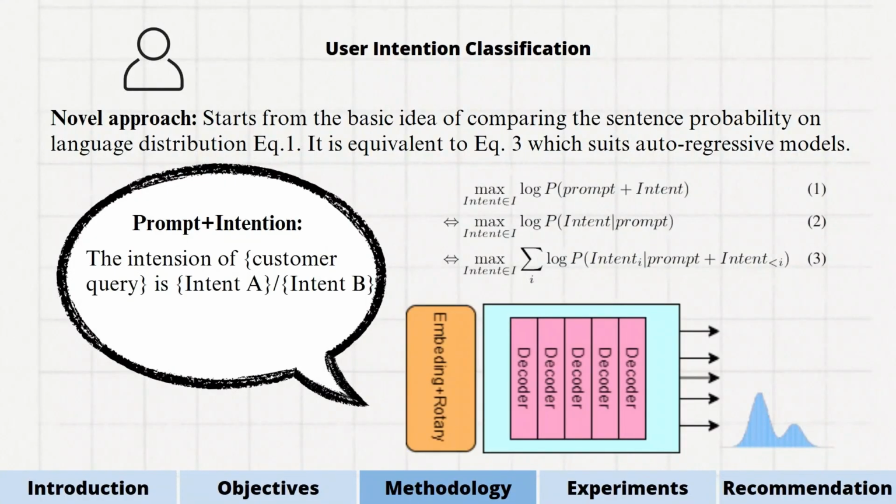Here, I will introduce our novel approach to realize the user intention classification. We first concatenate each intention with customer query as a whole sentence. Based on the idea of selecting user's intention with the highest sentence probability, we derive from equation 1 to equation 3, which is our final optimization model, and it can be directly solved by decoder-only architectures like Phi 1.5.